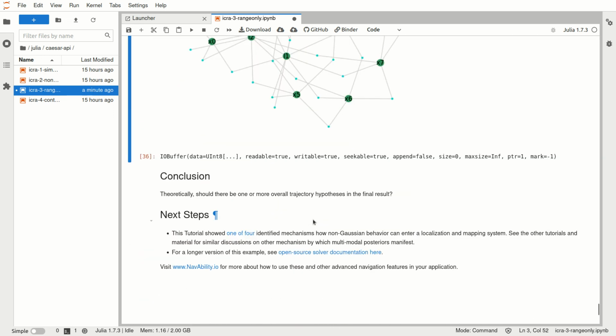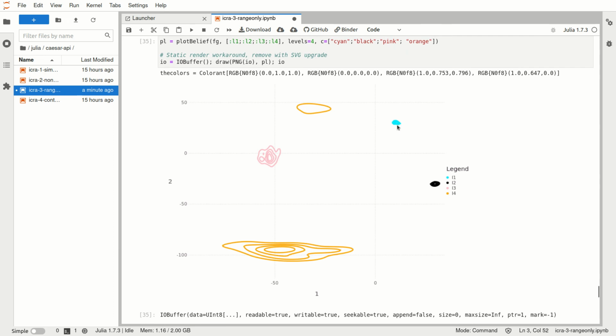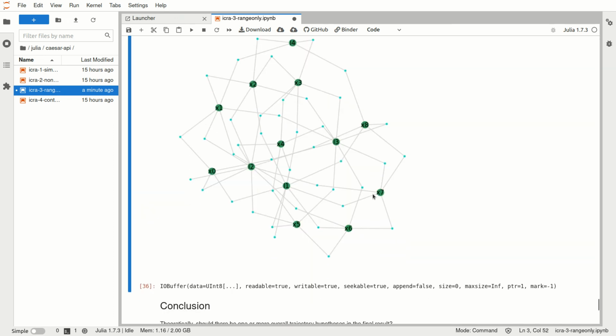So here's a question at the end. Theoretically, should there be one overall trajectory hypothesis, or should there be two? I'll answer that by saying there should be two, because we only had two fixed pieces of information, and the one trajectory option was to drive this way around, or the other trajectory option was to drive down to the left first. In our video recording now, we got the left one first. In the static images for this tutorial, you'll find that that run showed both hypotheses exist. So read the static render of this, and you'll see the two modes case.